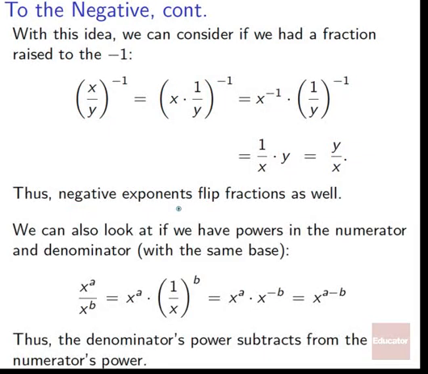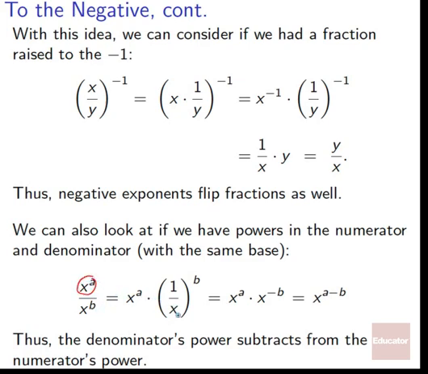We can also look at if we have powers in the numerator and the denominator with the same base. The base is just the thing that's having that exponentiation happen to it. So x is our base in all of these, in almost all of these examples. So x to the a over x to the b, well, we can separate that into x to the a times 1 over x to the b, right? We've got x to the a on top, so we separate that.